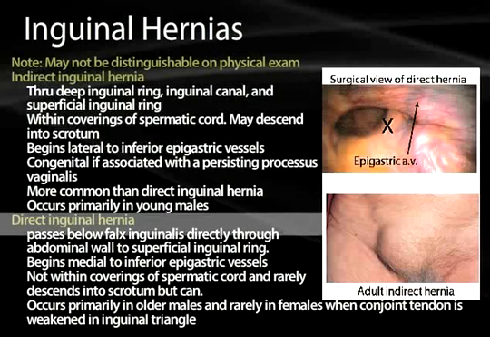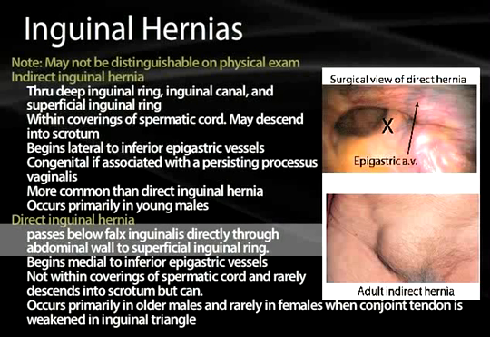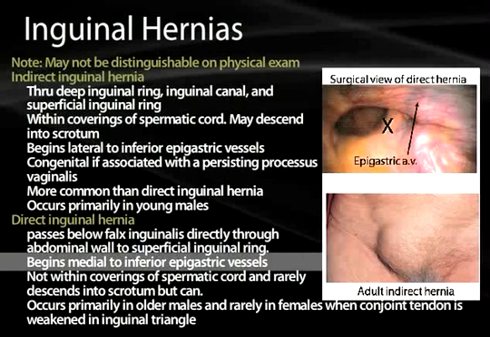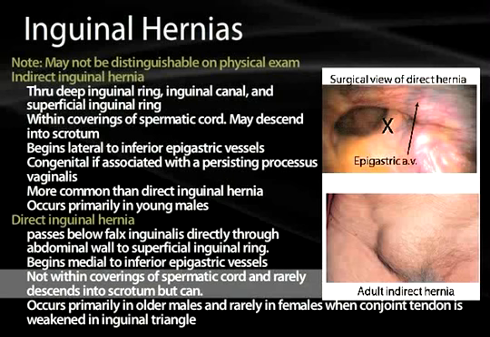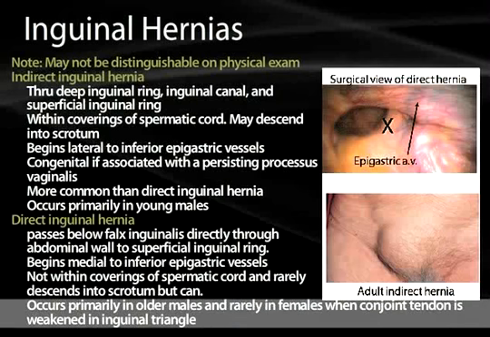As far as a direct inguinal hernia, it passes below the falx inguinalis, directly through the abdominal wall into the superficial inguinal ring. They tend to be medial to the inferior epigastric vessels, and they will not be within the coverings of the spermatic cord. They rarely descend into the scrotum, but they certainly can. They occur primarily in older males and rarely in females when the conjoint tendon is weakened in the inguinal triangle. Note that the different types of inguinal hernia may not be distinguishable on the typical turn-your-head-and-cough physical exam.